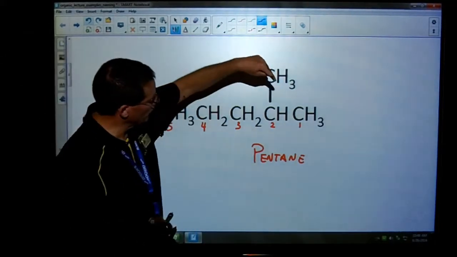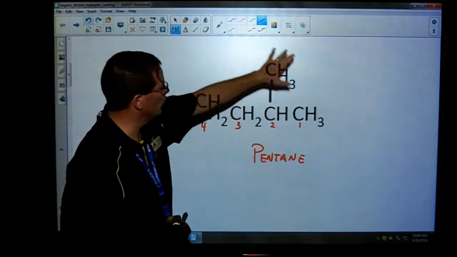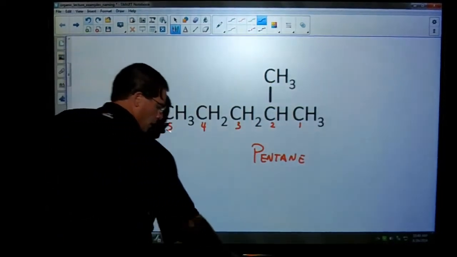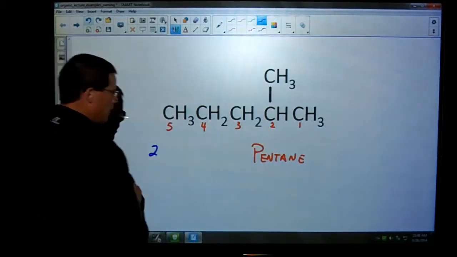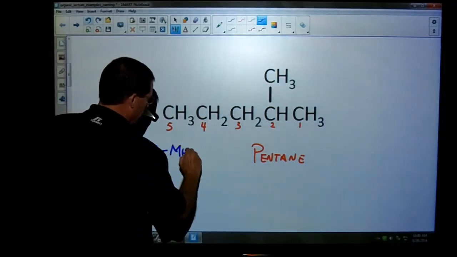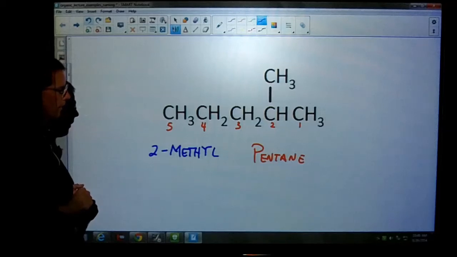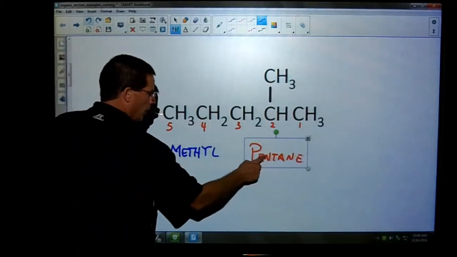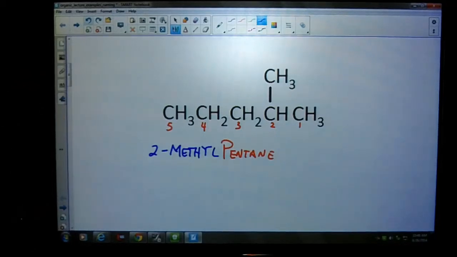So in this case, on our number 2 carbon, we have an alkyl group, and this is a methyl group. The way you would name this is 2, because 2 identifies where that group is at, 2-methyl, and since there's only one, we don't have to do anything special to that. Then we bring that over, and the name of this compound is 2-methylpentane.